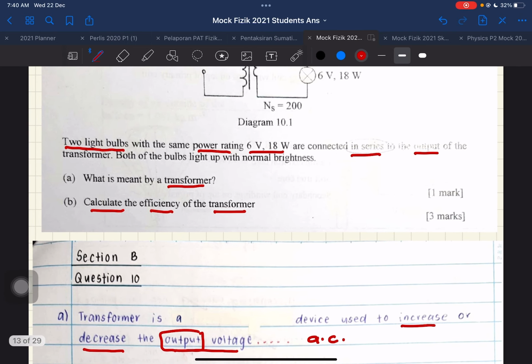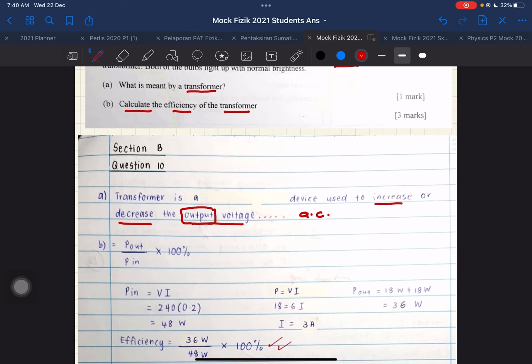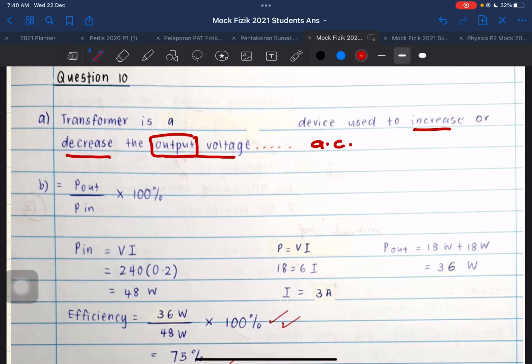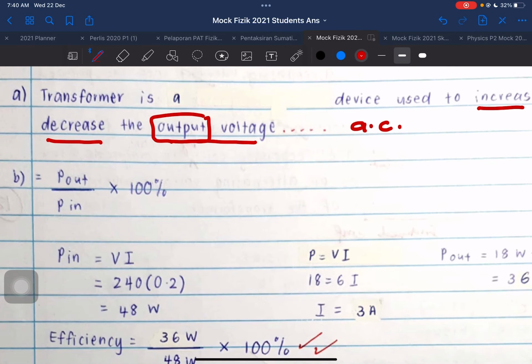Now this question: calculate the efficiency of a transformer. First, you need to know the formula for efficiency. The formula for efficiency is like this. This is the correct formula: power output over power input times 100%. It means that you need to determine the power output and power input.